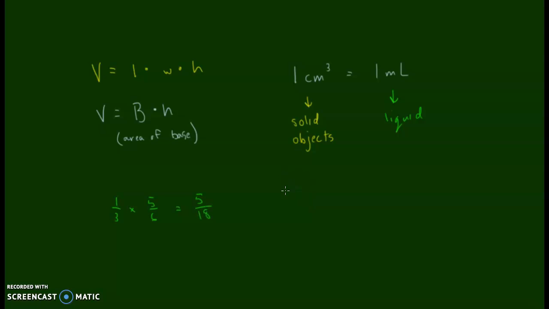Another problem we could do is 2/5 times 3/7. 2 times 3 is 6. Forgot my equal sign. So again, 2 times 3 is 6, 5 times 7 is 35, and we get 6/35. That was a very quick video.